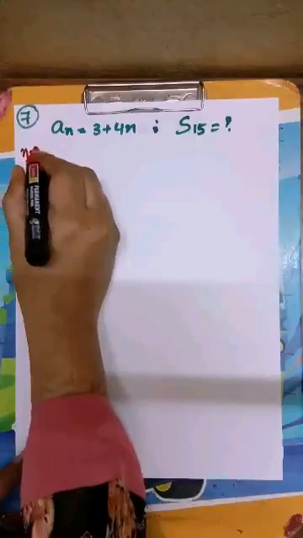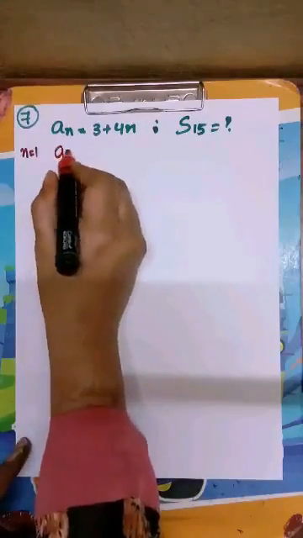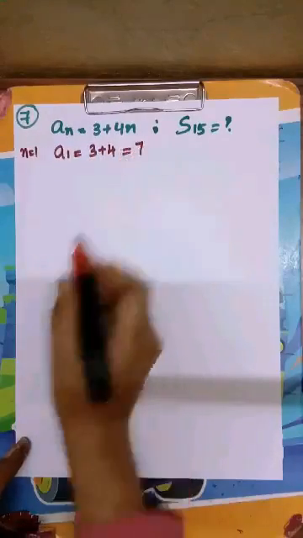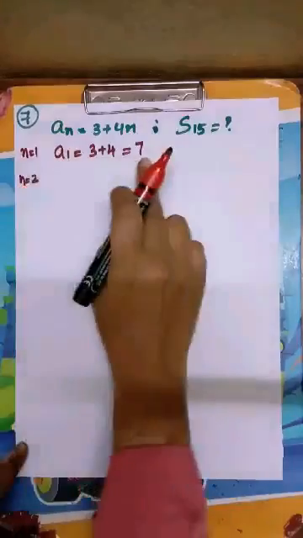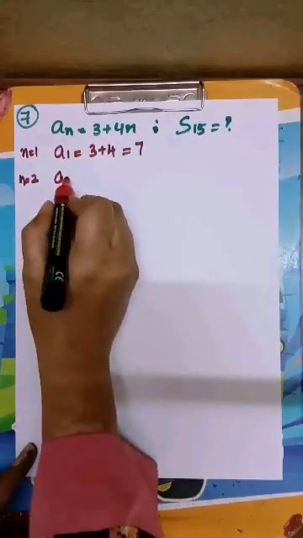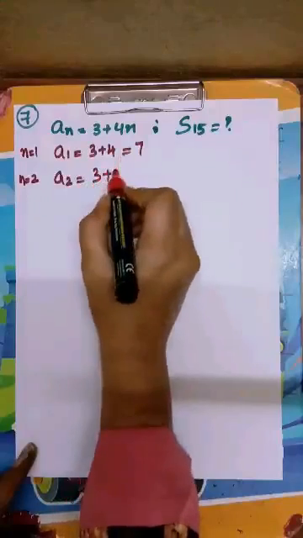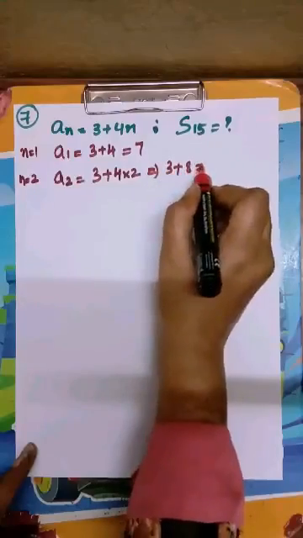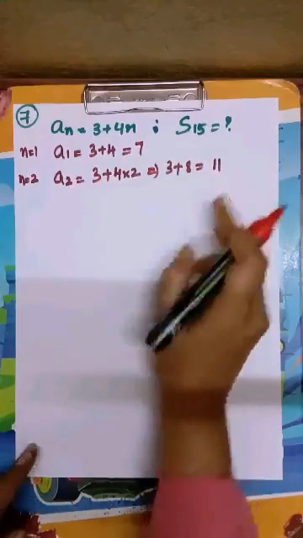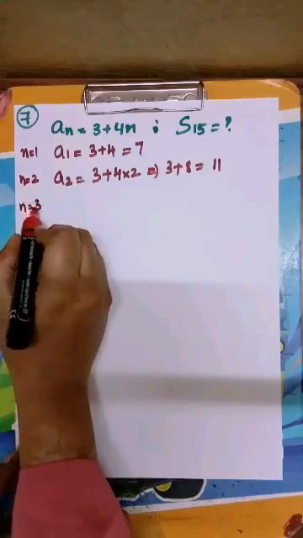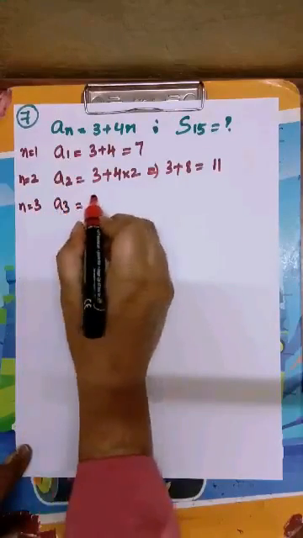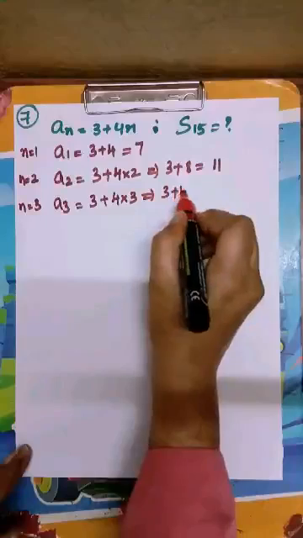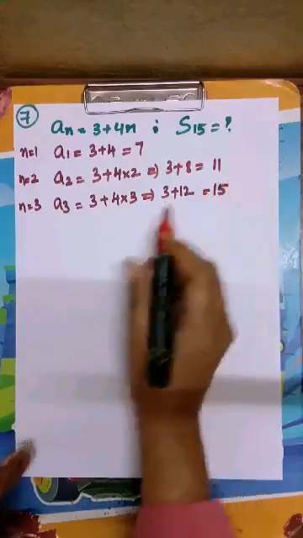Put n equal to 1 in first case. A1 is equal to 3 plus 4 into 1 is 4. We got the value as 7. Now put n equal to 2. A2, that is 3 plus 4 into 2, that is 3 plus 8, 11. We got the second term as 11. Now put n equal to 3. We'll be getting the third term. That is 3 plus 4 into 3, 3 plus 12, that is 15. We got the third term.